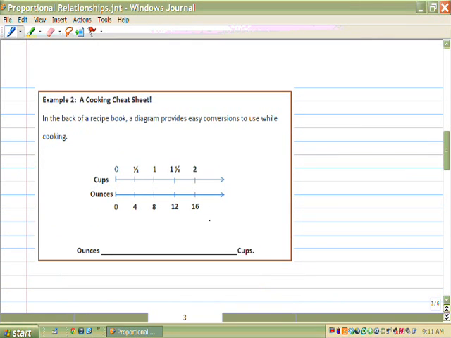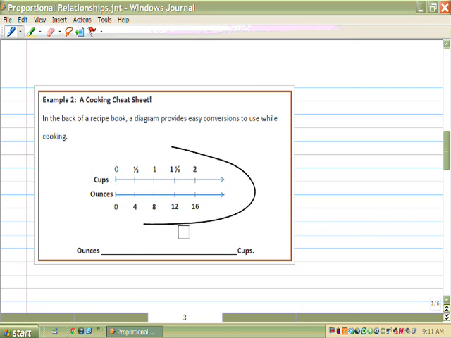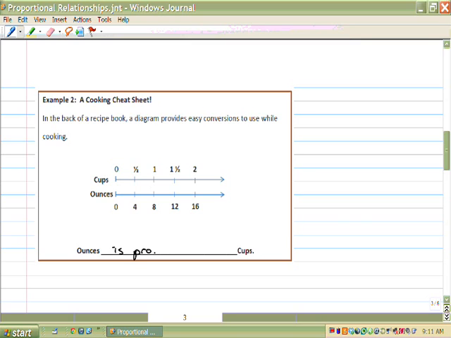This is in the back of a cookbook. Again, what I want you to do for this one is I just want you to put this in your notes, that table right there, okay? I'm going to erase that. All right, so that's in your notes. Now, I'm going to tell you right up front that the ounces is proportional, okay? Proportional to the cups, okay? So you already know a proportion exists.